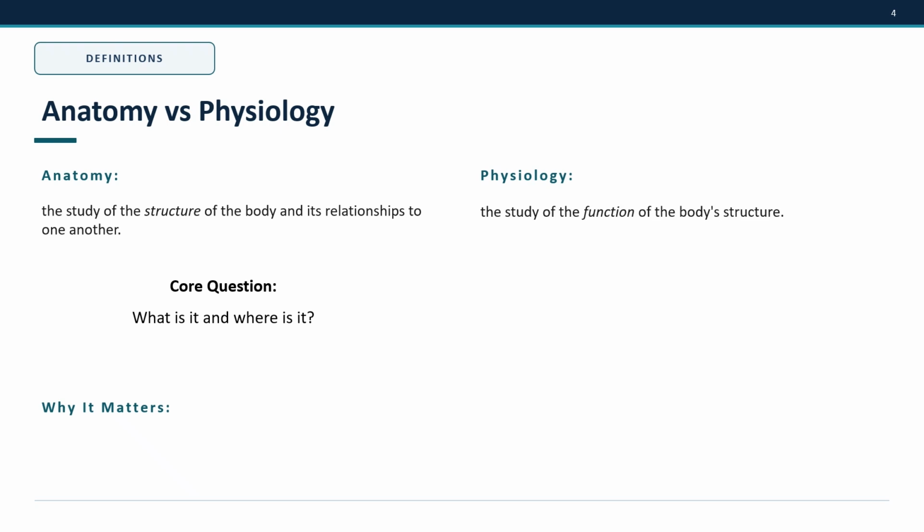Whereas when we look at physiology, this is the study of the function of the body's structure. The core question here is: what does it do and how does it work? So now we take that right shoulder joint. What does it do? Well, it does a lot of things, right? It moves in various planes. It can rotate. I can bring my arm across my body. I can bring my arm overhead. It's going to allow for different functions. And then how does it work gets into the scapulohumeral rhythm, different biomechanical principles, and things like that.